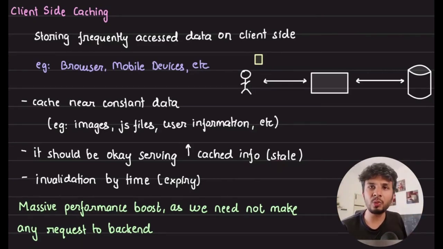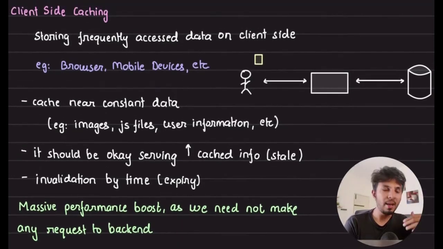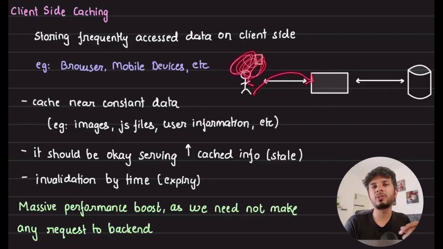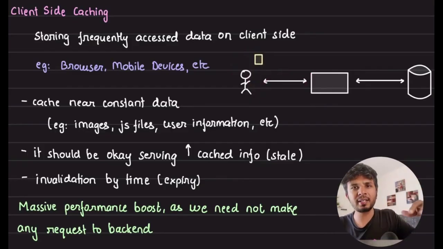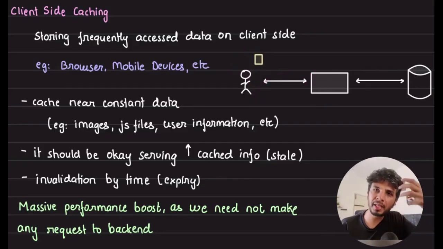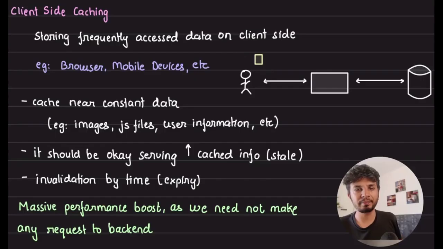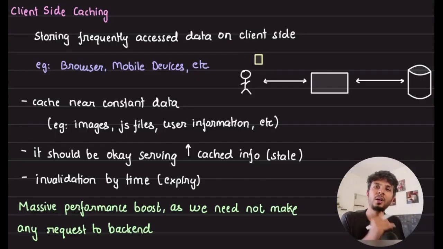You can cache it wherever you want. Especially client side gives you a massive performance boost, because you're not even making a request to your infra. You're just literally serving it right there and then. So for things which are near static, some meta information, you can typically choose to cache it on the client side. And after the client, what comes in?